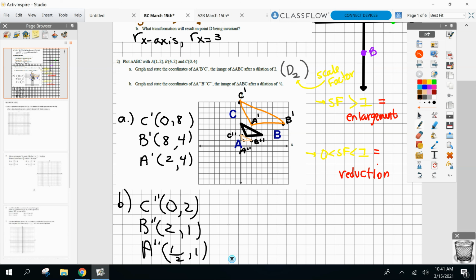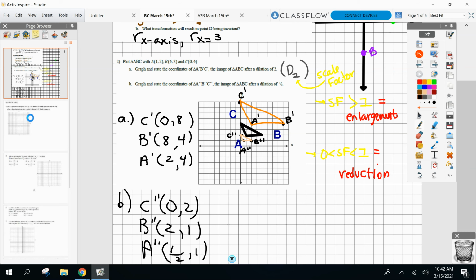Okay. Any questions? I do want to just mention one thing before I move on to the next question. This whole multiplying by the scale factor, everybody, to find your new points only works if you dilate around the origin. If I dilate around another point, like I'm about to do in the next problem, I cannot multiply. You can only multiply when you dilate around the origin.